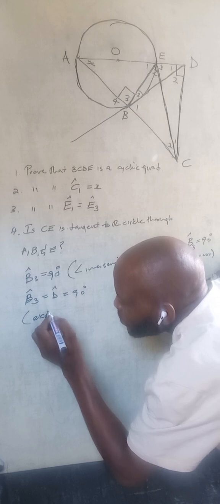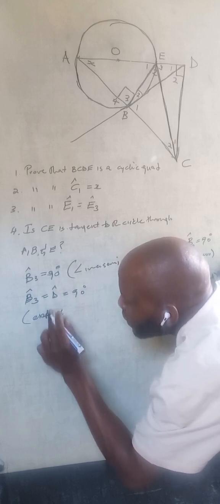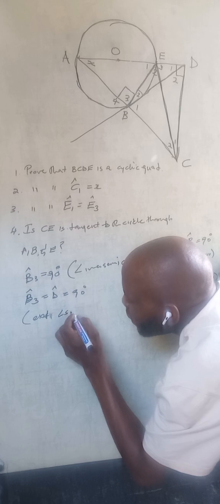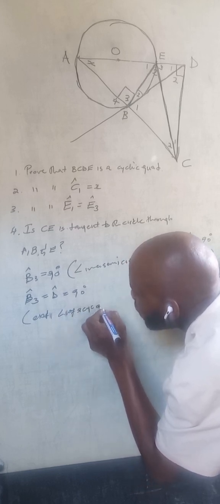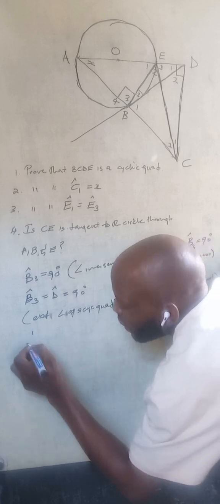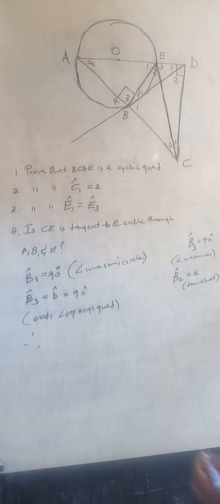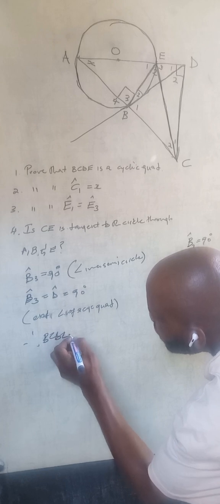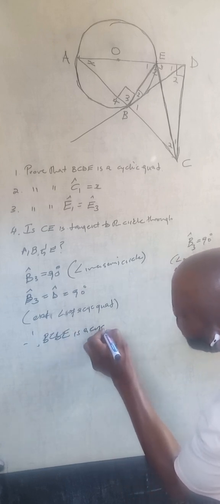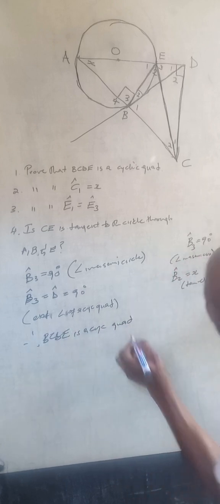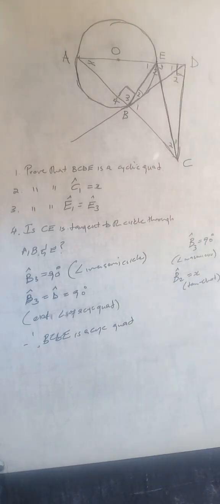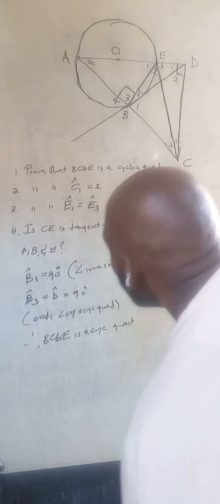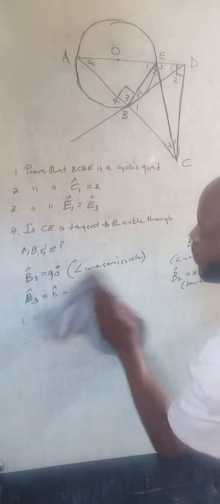exterior angle of a cyclic quad. Therefore, BCDE is a cyclic quad. Why? Because this angle, which is exterior, is equal to the interior opposite angle, right? Okay, we can move along. I need this space here.